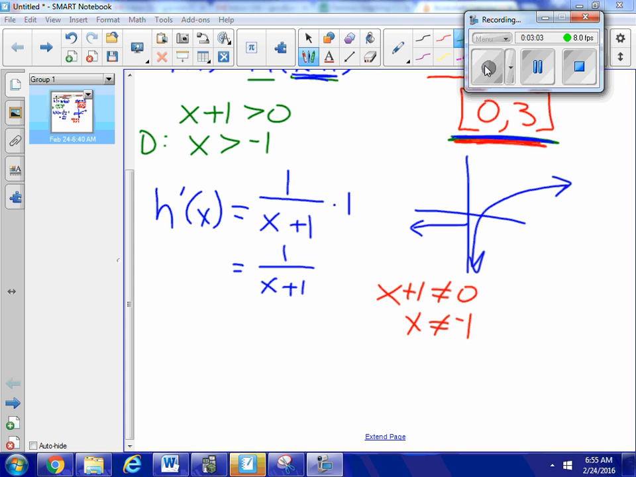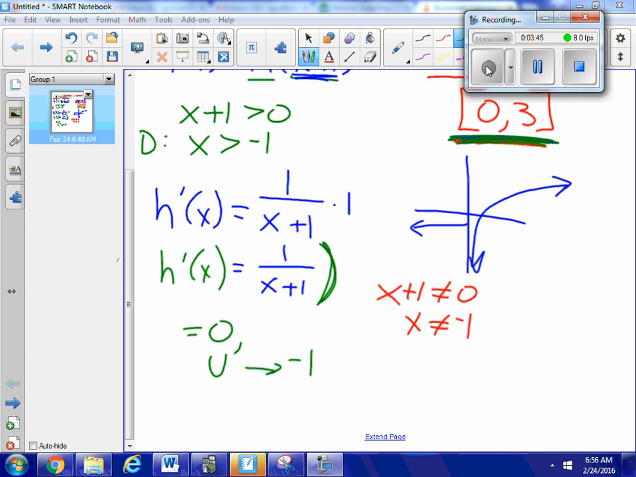So looking at my derivative, h prime of x, I want to find my critical points. And my critical points are where the derivative either equals 0 or is undefined. Well, there is no place where this is going to be equal to 0. I have a 1 in my numerator. There's no way I can make my derivative equal to 0. It is undefined, I know, at -1, but that is outside of the interval that I've been given. So I have no critical points, and if I have no critical points, I also have no stationary points.